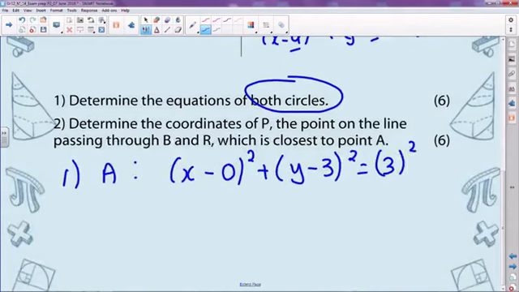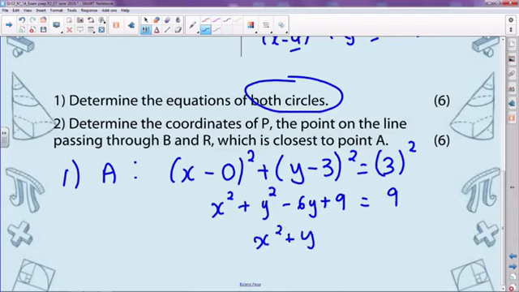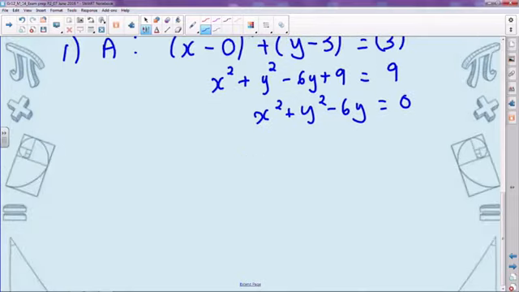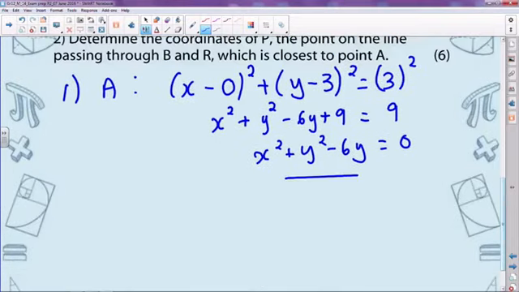So your equation becomes x squared plus (y minus 3) squared equals 9. You can multiply that out. They didn't ask for this in any specific format, but we can multiply that out and we'll get that x squared plus y squared minus 6y is equal to naught. How did I get naught? Well, I took the 9 over to the right hand side and 9 minus 9 gave me naught.